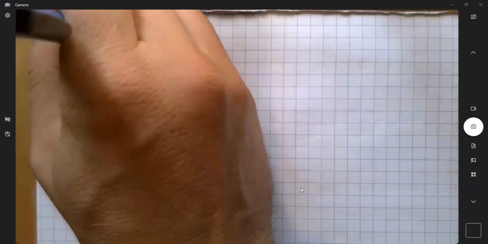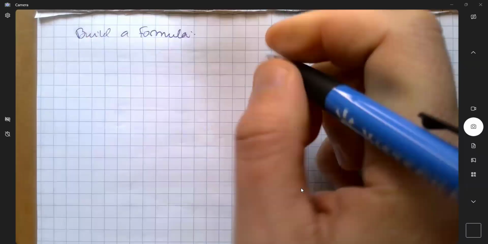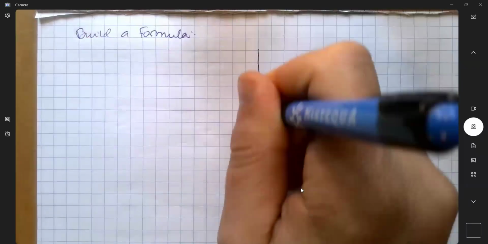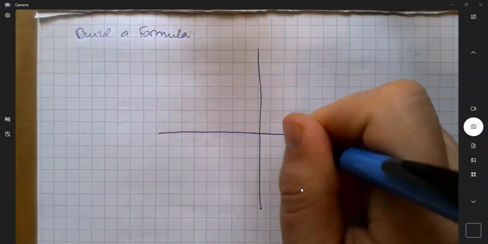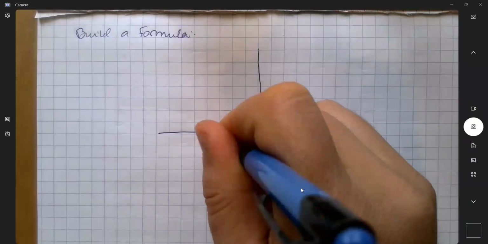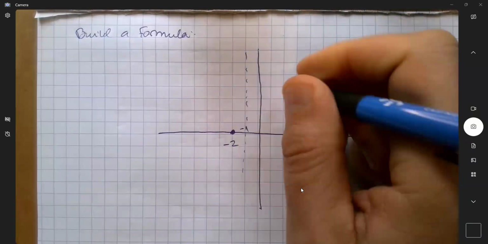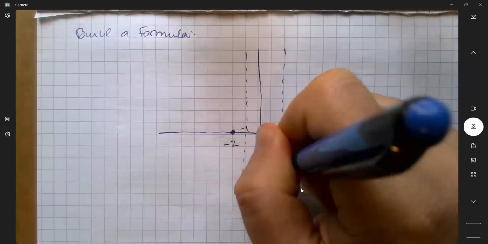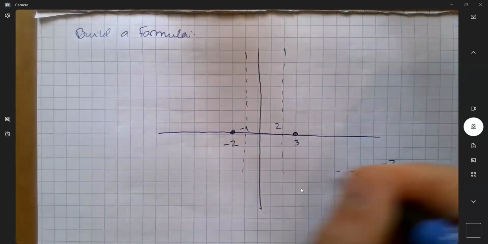All right, one more topic. Can we build the formula of a rational function by looking at the graph? So here's a graph. It's going to have an x-intercept at 3 and an x-intercept at -2. It's going to have a vertical asymptote at -1 and a vertical asymptote at +2 and a horizontal asymptote at -3.